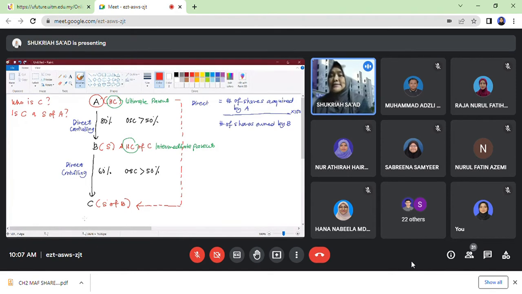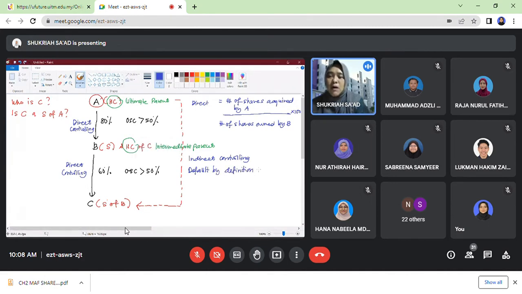Tetapi dalam standard dia kata the controlling can be in terms of direct or indirect controlling. So kat mana indirect? So maksudnya walaupun kita nampak secara zahirnya C ni tak ada kena mengena dengan A, C hanya kena mengena dengan B. So maknanya A dengan C ni indirect. Ha, ni kata indirect controlling. Kenapa indirect controlling? Sebab relationship antara A dengan C adalah melalui B. Betul? Betul kelas? Melalui B. So macam mana kita tahu indirect control ni wujud? Sebab dalam kita guna default, default by definition.